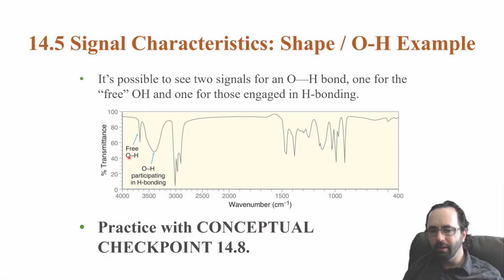If you have a free OH not involved in hydrogen bonding, for example, very dilute in a solution of something else, this will give you a more narrow peak because all the bonds will be much more similar to each other, in a similar environment. Whereas each of these OH bonds, due to their differing distance from the neighboring molecule, are in different hydrogen bonding environments and have different strengths of their OH bonds, and thus different vibrational frequencies.